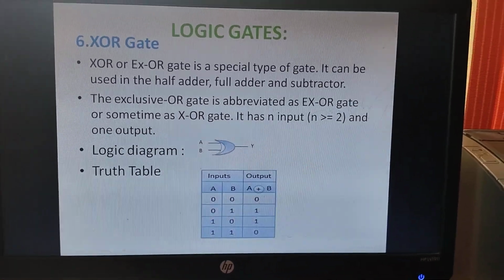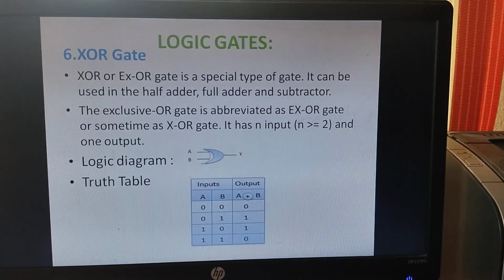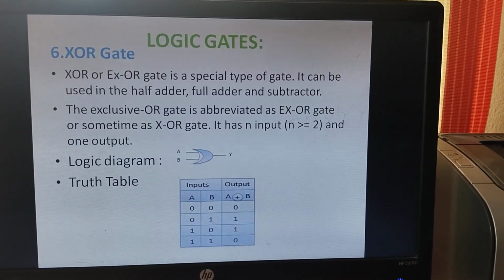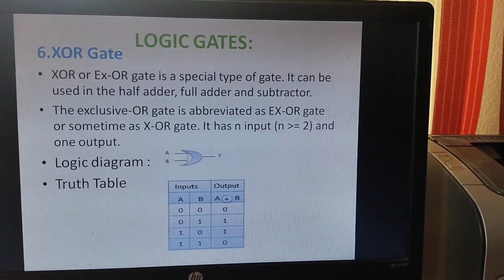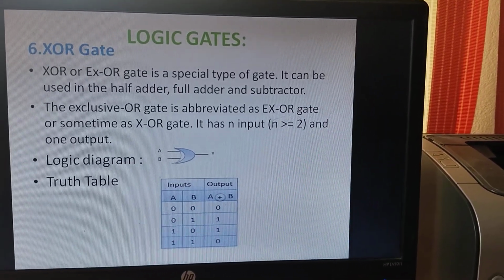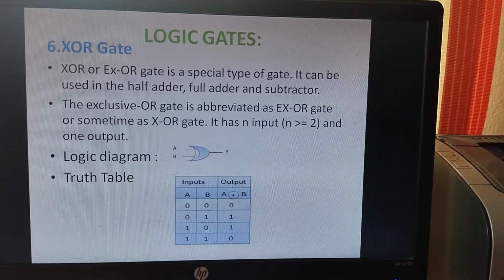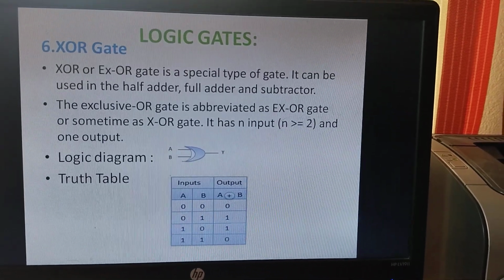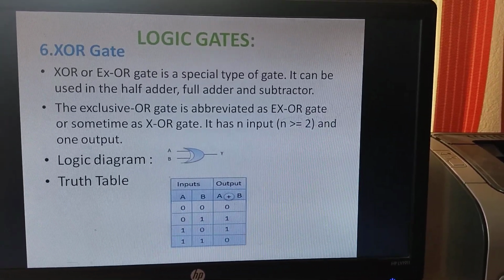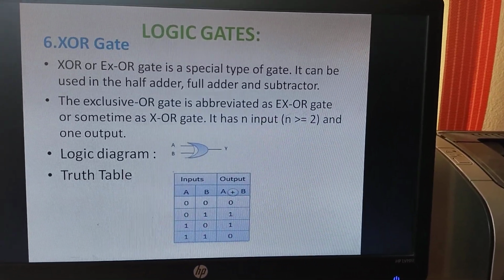Next, the XOR gate. It is a special type of gate, which can be used in half adder, full adder and subtractor circuits. The exclusive OR gate is abbreviated as XOR gate, or sometimes called X-OR gate. It has n number of inputs and one output.